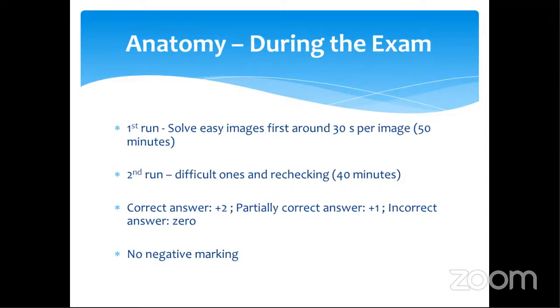During the exam, it's good if during the first run, you solve all the easy images in around 30 seconds per image, which comes down to around 50 minutes. During the second run, you can then solve the difficult ones and recheck the exam for the last 40 minutes. And for a completely correct answer, you get +2. For a partially correct answer, you get +1, and an incorrect answer gives 0. There is no negative marking.